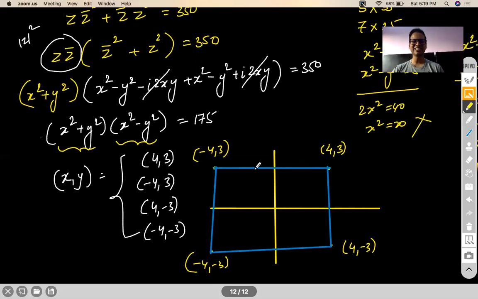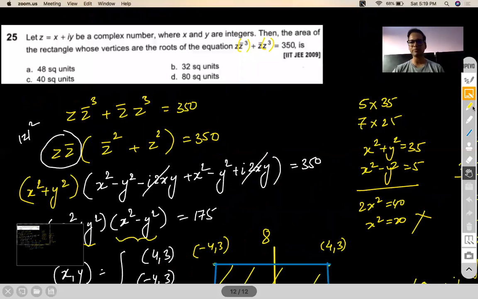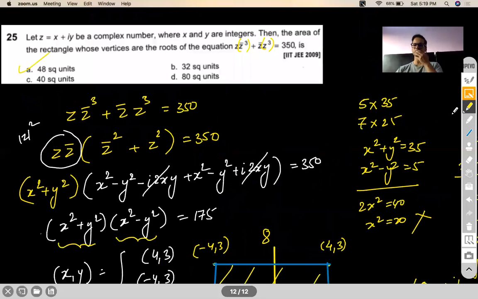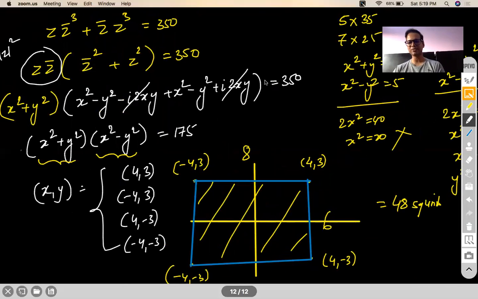So what is the area of this rectangle? So this is 8, this is 6. Answer is 48 square units. Which option? Option number A. Guys, this is what JEE is demanding from you. Think laterally, think fast.